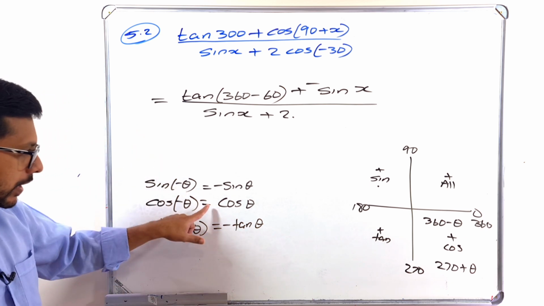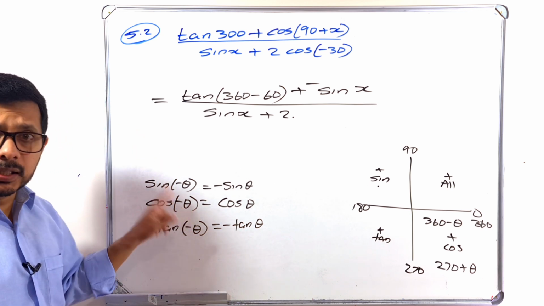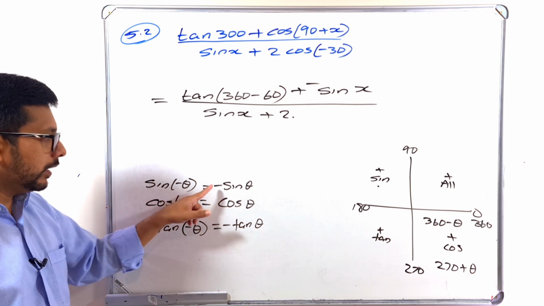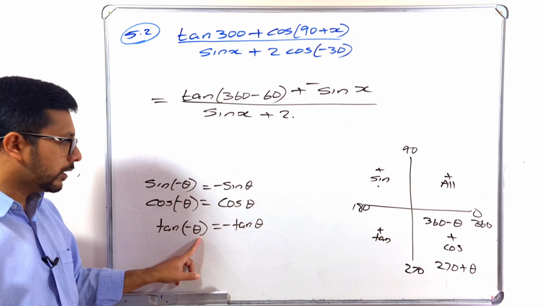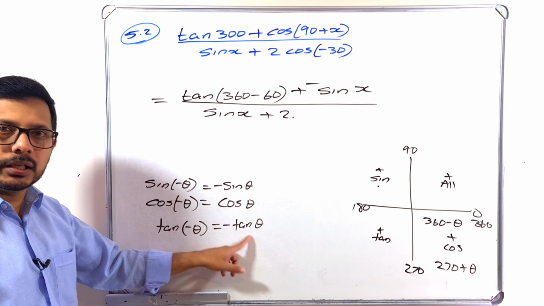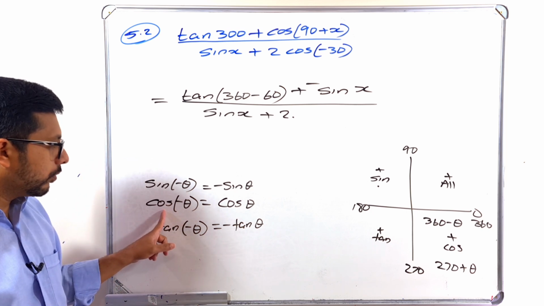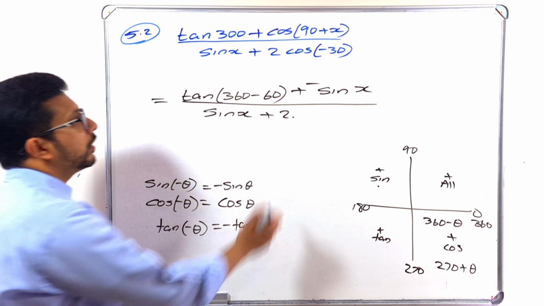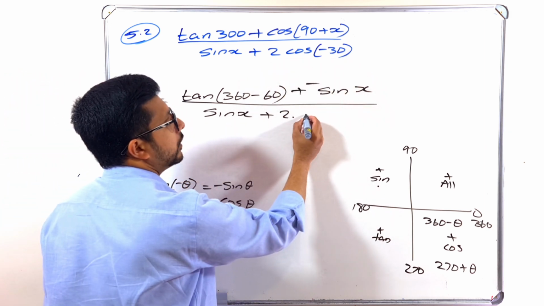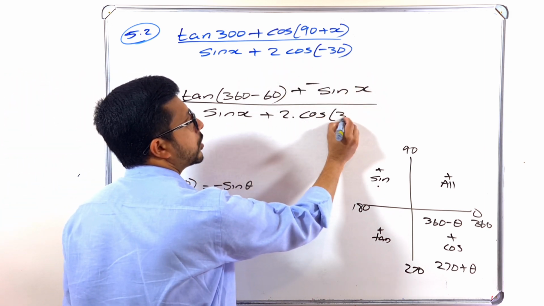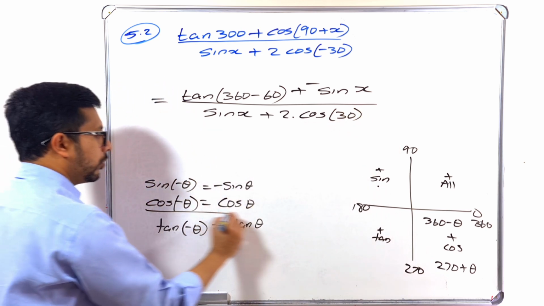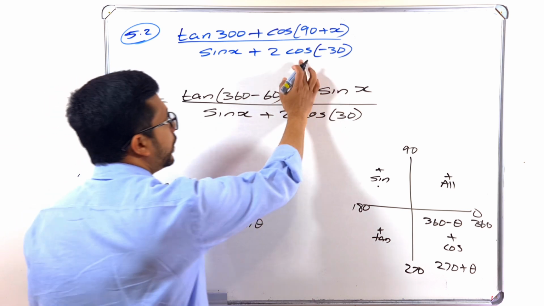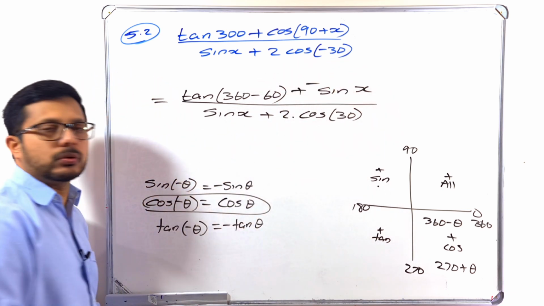So the only difference is cos of minus theta is the same as cos of positive theta. Okay, but here sine of minus theta is minus sine theta, tan of minus theta is minus tan theta. So the only difference is in this one, cos of minus theta is the same as cos of positive theta. So here cos of minus 30 is the same as cos of positive 30. Both are the same. Cos of minus theta and cos of theta are the same. So cos of minus 30 is the same as cos of 30.